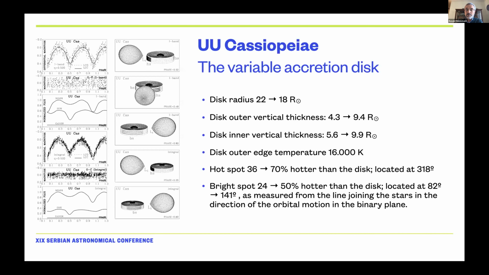We observe in many DPVs that the hot spot position is relatively unchanged, but not the bright spot position, which is changing a lot at different parts of the accretion disk.